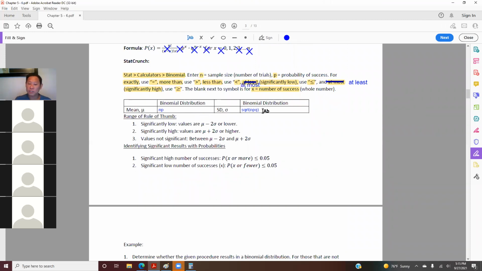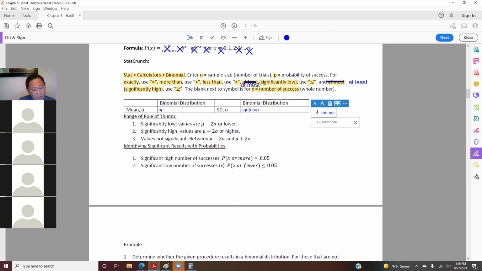The shortcut, which is this formula, and the longer way, which is not too long, you just need to enter a lot of numbers in your StatCrunch. No matter which way you do it, you still get the same answer. The only thing here is these two formulas you need to memorize.